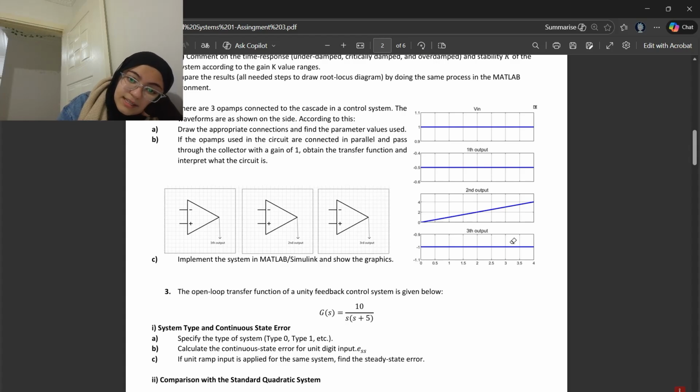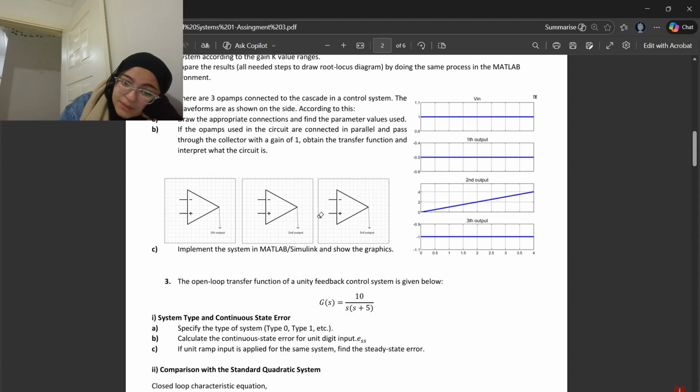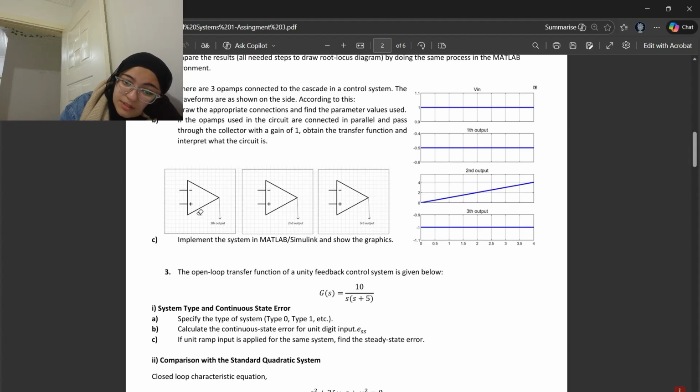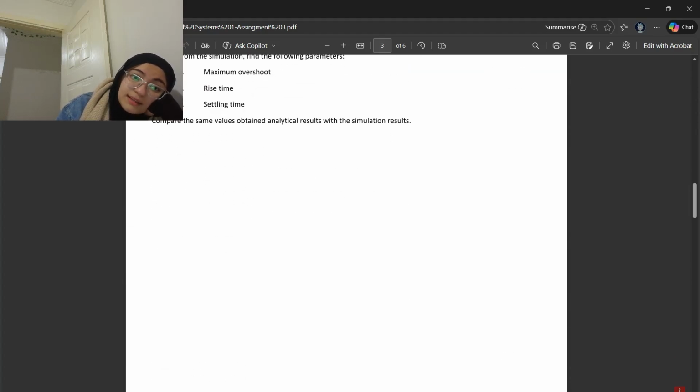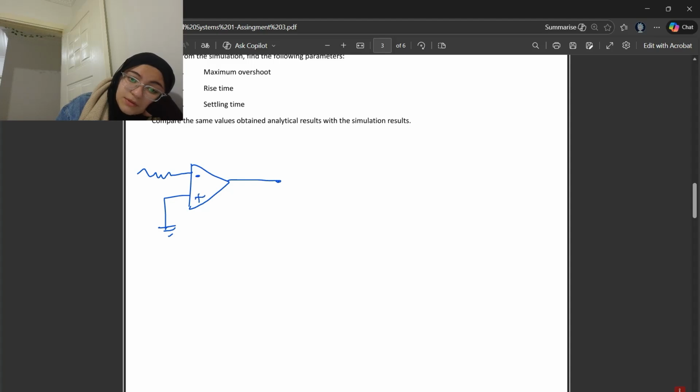Let me draw an appropriate connection to find the parameters. So here we have the first op-amp, the second op-amp, and the third op-amp. From here, let's go down and draw them correctly. The first op-amp, from the waveform here, we know it's an inverting op-amp. Why? I will tell you why. It's going to be just like this.